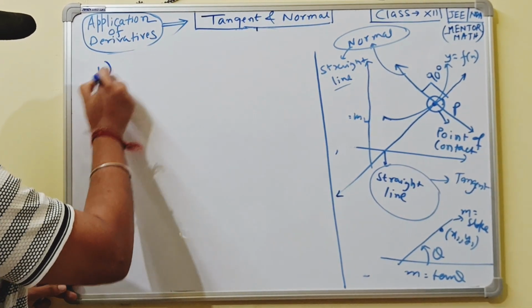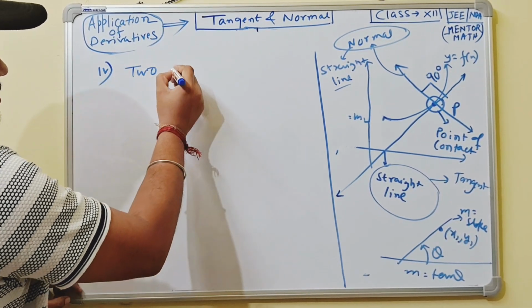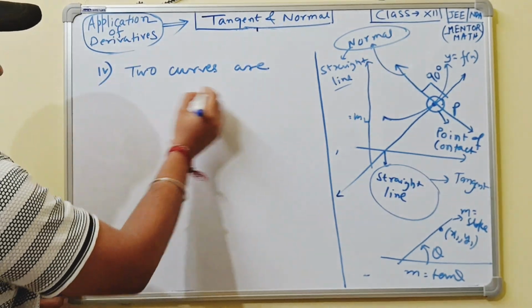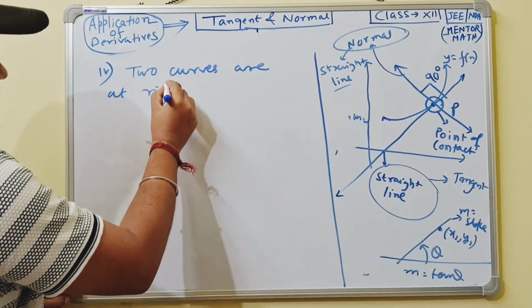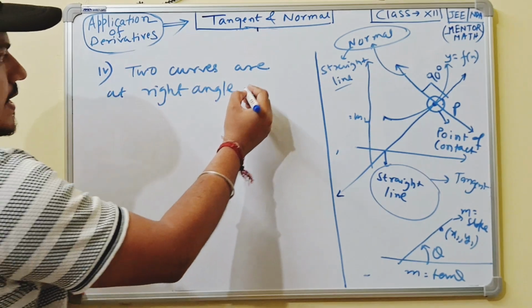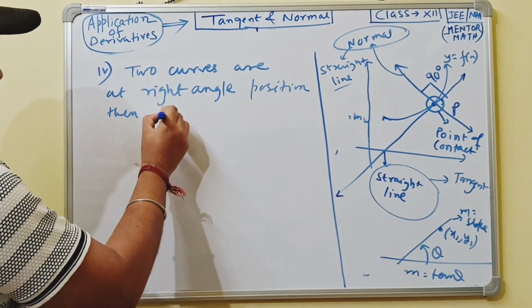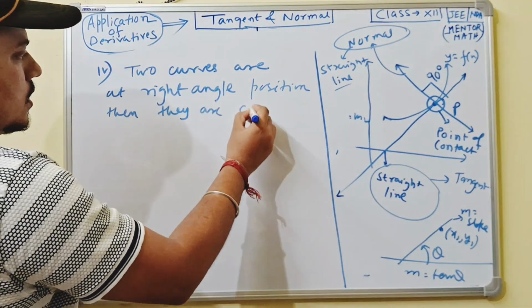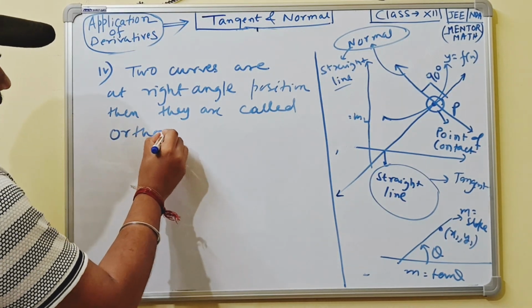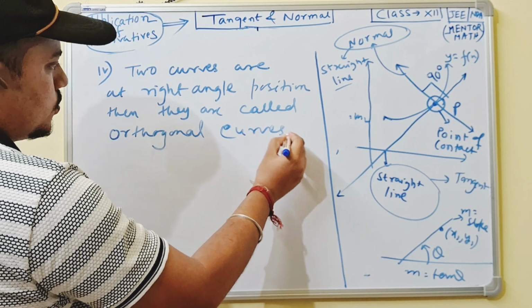Next, number 4: if two curves are at right angle position, then they are called orthogonal curves. Okay, so what do you mean by this?